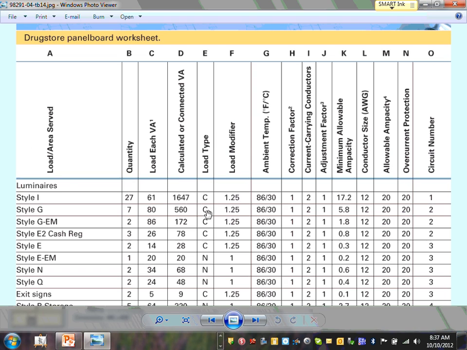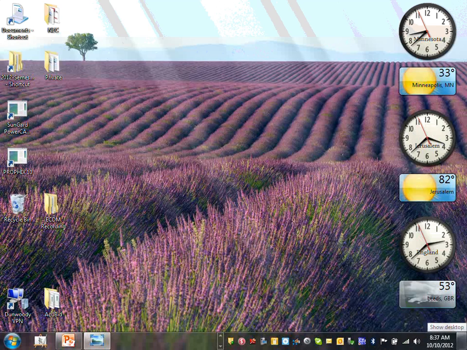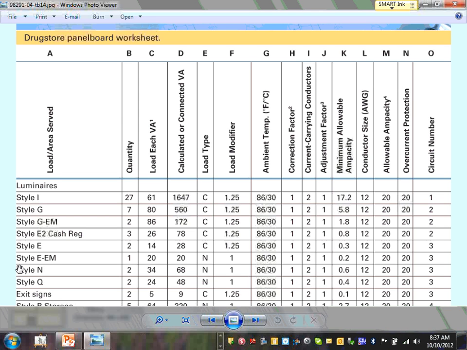One little thing. Because when you read this and do the example, it's not rocket science. We've done it. But let me just tell you what they did. There's style I fixtures. All these are fixtures like the ones above your head. Style I. There's 17 of them. How many of them? 27. There's 27 of them. When Darren designed this building, he put 27 of them.